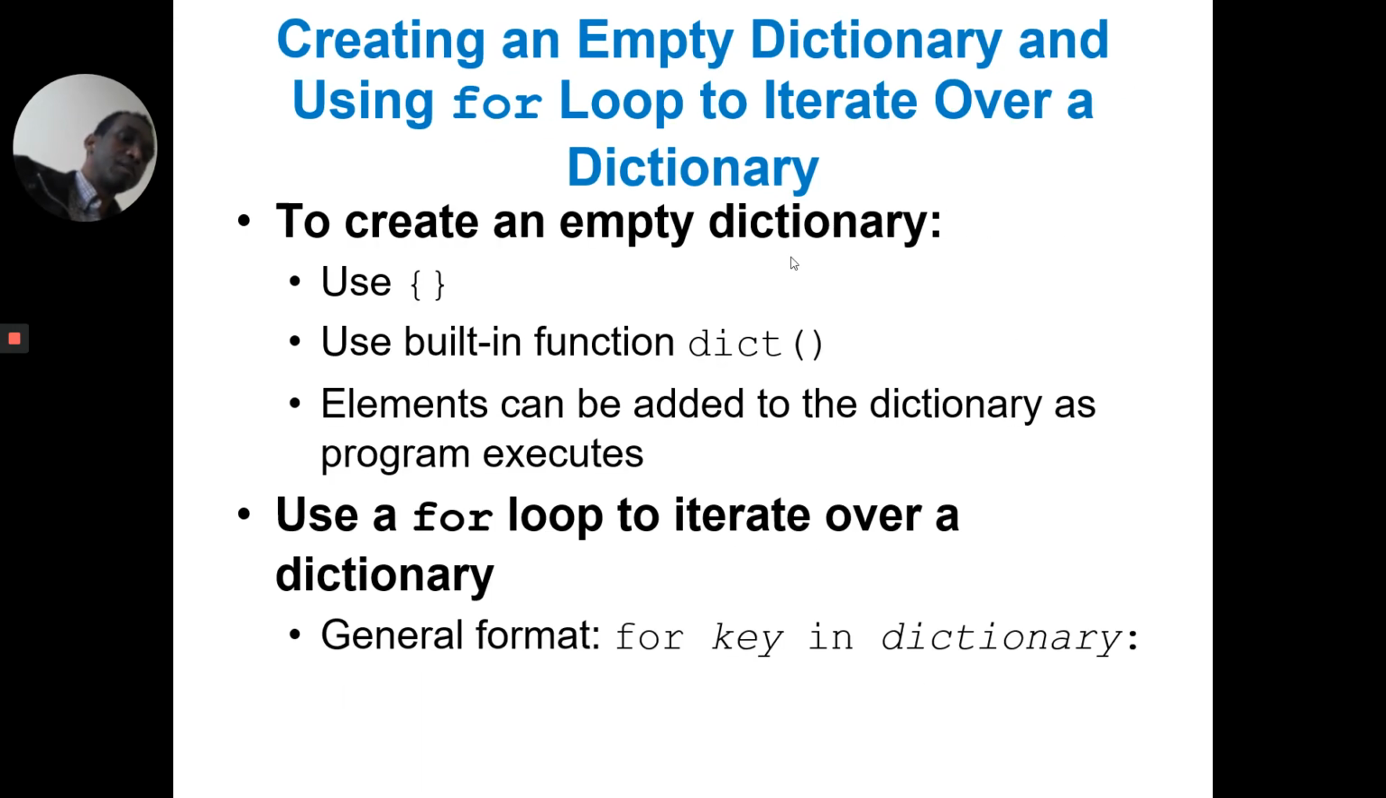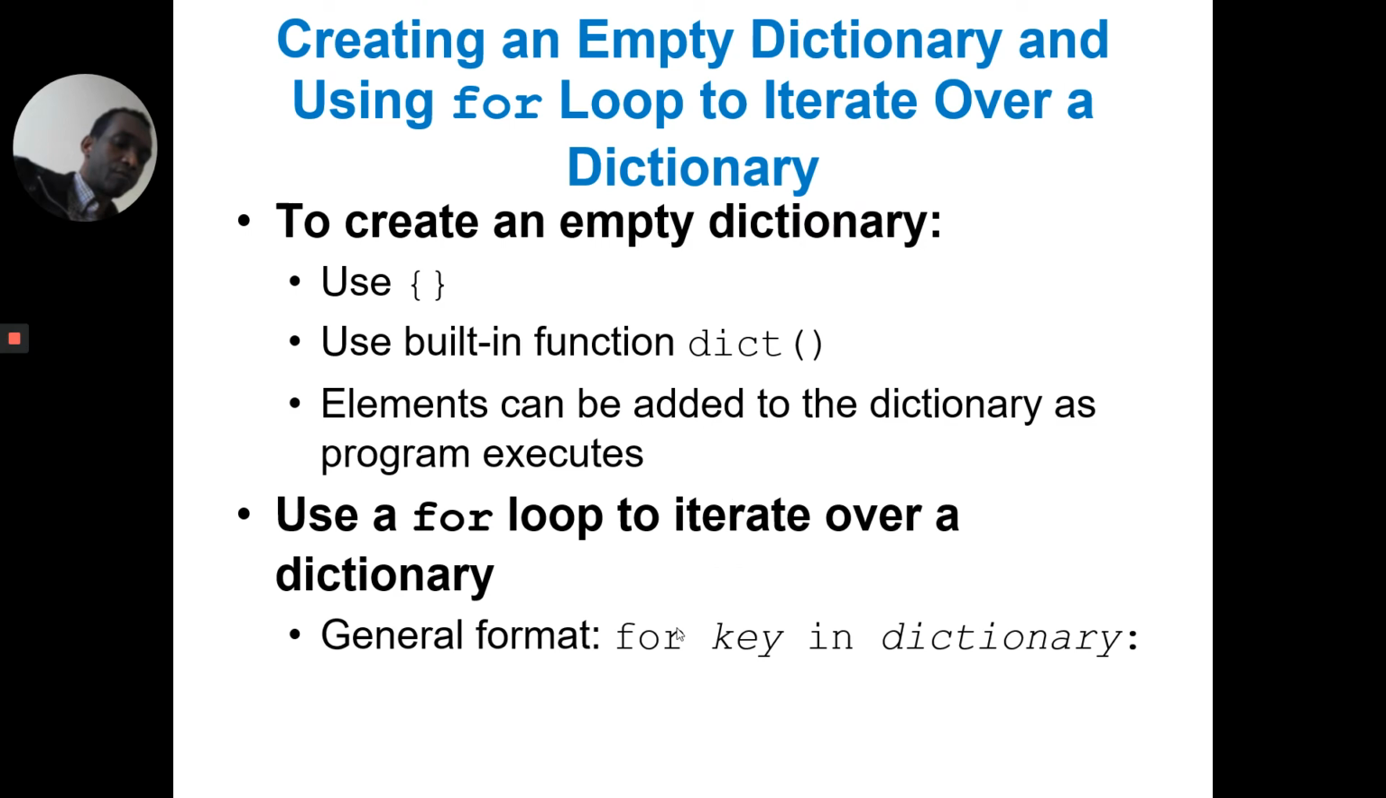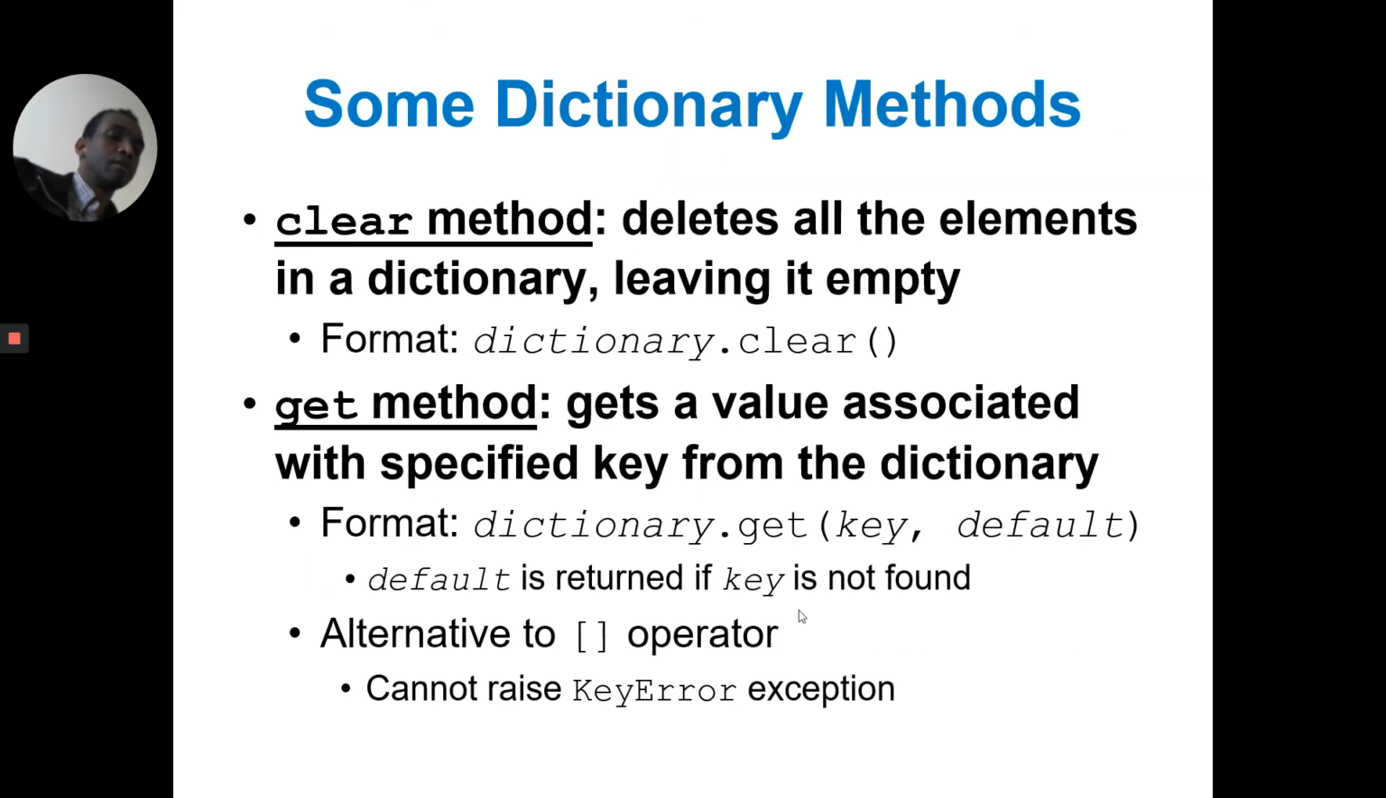To create an empty dictionary, you use the braces, or you use the built-in function dict with parentheses as a function. Elements can be added to the dictionary as the program executes, and you can use a for loop to iterate over a dictionary. The general format is for key in dictionary. And then to clear, you have clear and get.